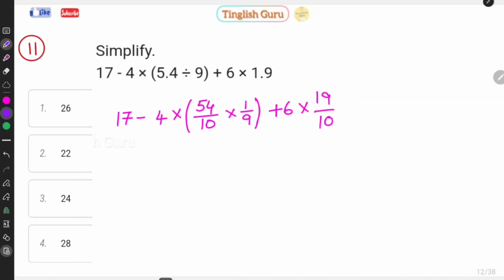Next, this is also a simplification bit, very easy bit.